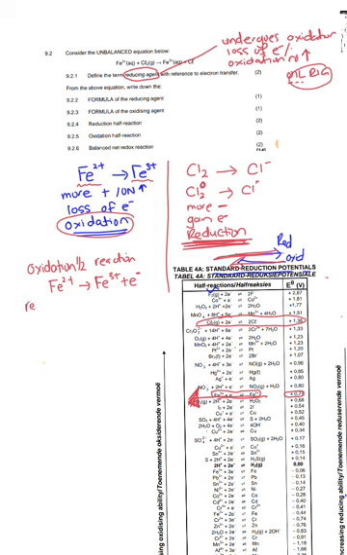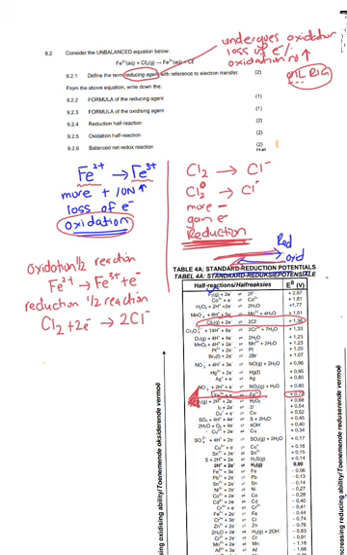So the reduction half reaction would be the forward reaction, when chlorine plus 2 electrons, single arrow, form chlorine minus ions. And that is how we would get the oxidation half reaction and the reduction half reaction.